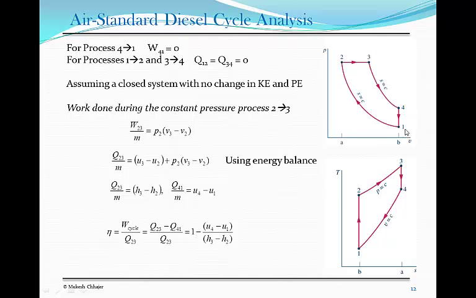And during 4-1, since there is no work done, the energy transfer, or the heat rejected in this case, would be just the difference of internal energy, because there is no work done. And so from there we can see what the efficiency would be, which would be W cycle divided by the heat input, and that's given in terms of the change in internal energy and change in enthalpy.